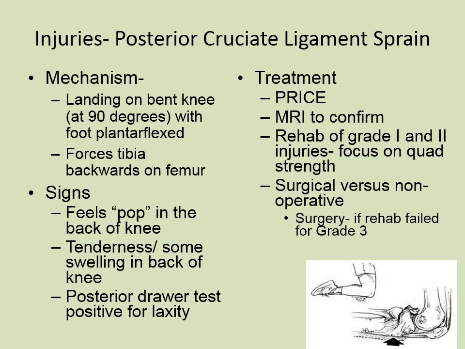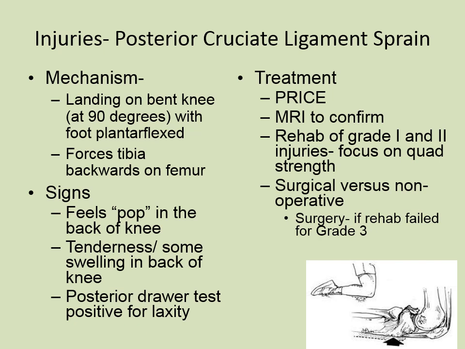Our treatment here is PRICE, MRI to confirm. Rehab of grade 1 and grade 2 injuries is pretty straightforward, actually pretty easy. Mostly you're focusing on quad strength. We really don't want the person doing any kind of hamstring activity, or not independent hamstring activity anyways, because we don't want them to pull that tibia backwards and stress the PCL. So the person could do squats or lunges, but they shouldn't be doing any isolated hamstring curls or even isometric hamstrings at the beginning of their rehab. Maybe not till towards the very end, when that ligament's had a chance to heal.